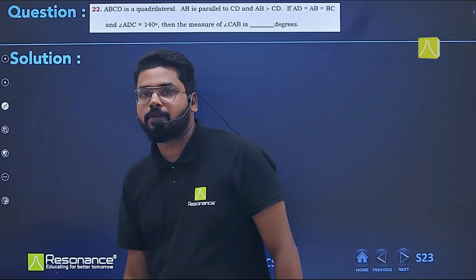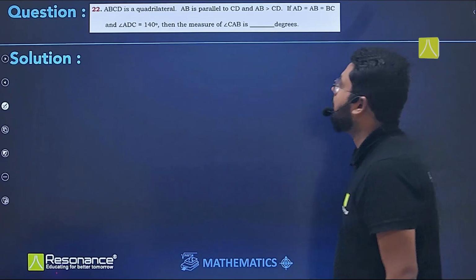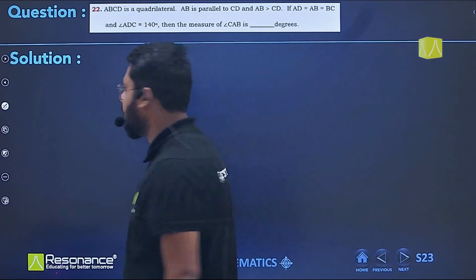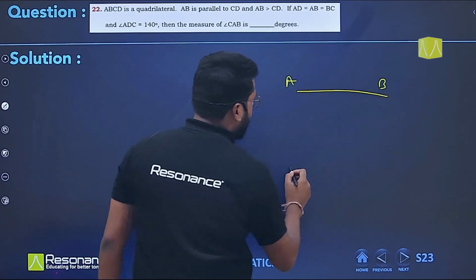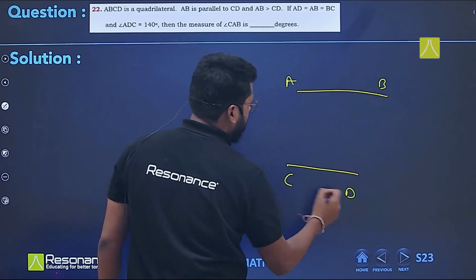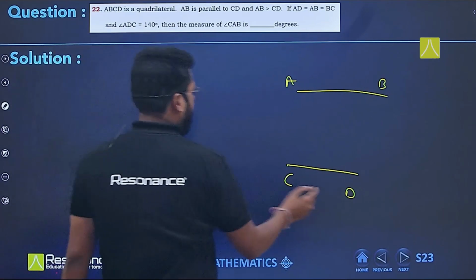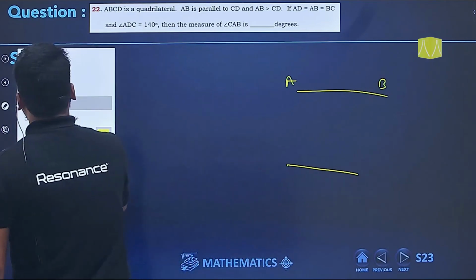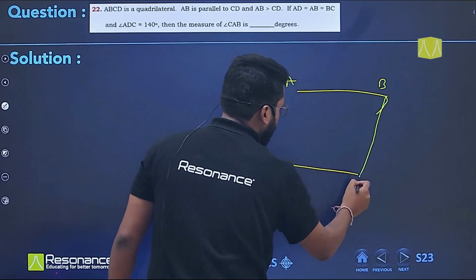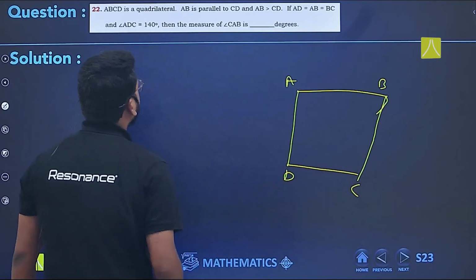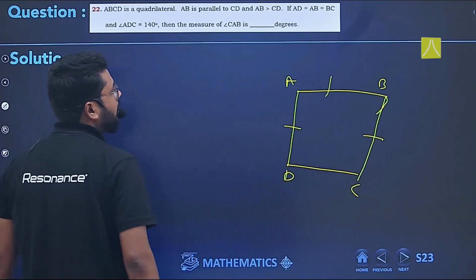Question number 22: ABCD is a quadrilateral in which AB is parallel to CD, and the condition is AB is greater than CD. So if this is AB, CD should be smaller than AB. Its naming should be in cyclic order, so it is C and D. We'll connect them. So this is our quadrilateral ABCD in which AD equals AB equals BC. All three sides are equal and AB is parallel to CD.